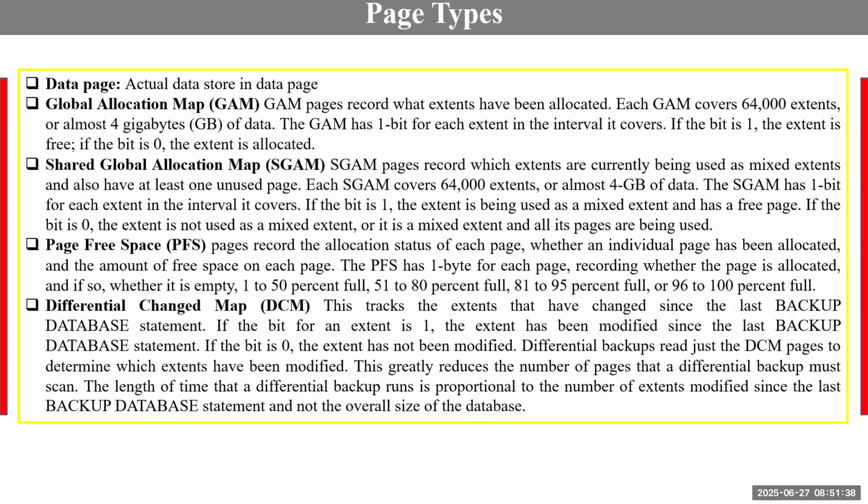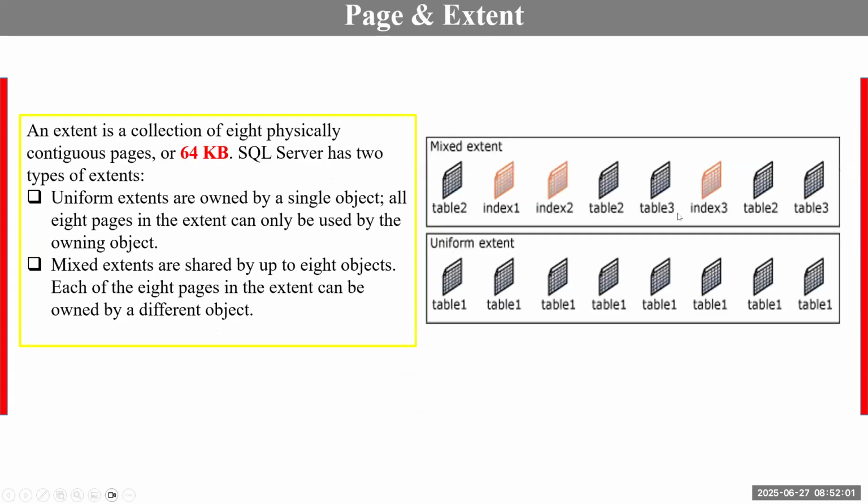Okay. Extents. An extent is nothing but 8 physically contiguous data pages. We'll call it one extent. And extent size is 64 kilobytes because each page size is 8 KB, 8 into 8, 64 kilobytes. We have two types of extents, uniform extent and mixed extent. If 8 pages contain single object data, it's a uniform extent. If 8 pages contain multiple objects' data, that is a mixed extent.